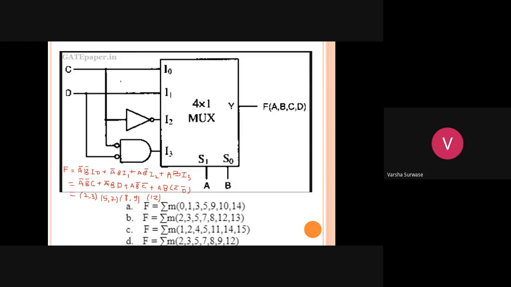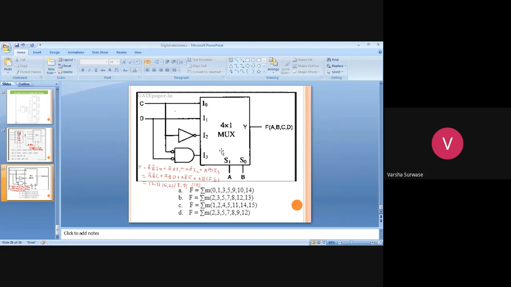So like that you will get different equations for this.